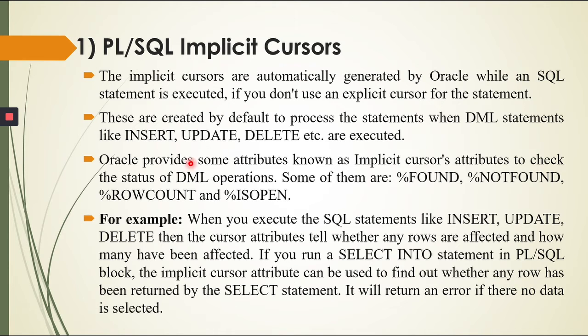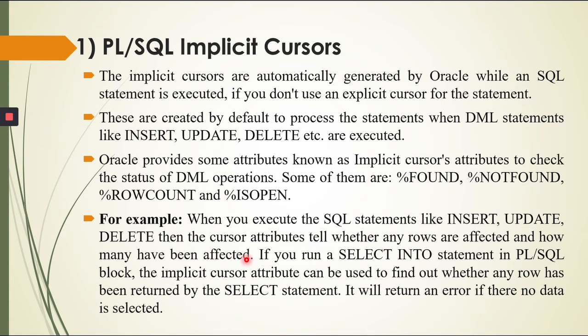Oracle provides some attributes, known as implicit cursor attributes, to check the status of the DML operation. So when we perform DML operations like insert, update and delete, we have some attributes, like %FOUND, %NOTFOUND, %ROWCOUNT and %ISOPEN. For example, when you execute an SQL command like insert, update and delete, then the cursor attributes tell whether any rows are affected and how many have been affected.